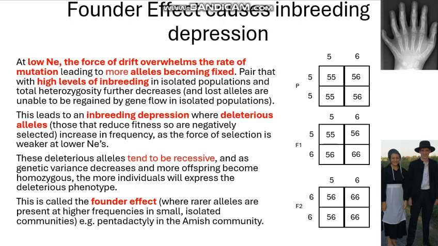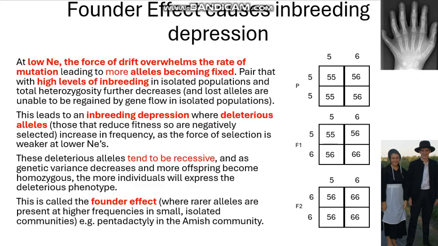In the Amish community, one of these original founders who were part of the very first and very small effective population size, they were likely a carrier for a deleterious allele responsible for pentadactyly, which is where you have an extra digit on the hands or feet, so they have 6 fingers basically, or 5 fingers and a thumb if you want to be technical.